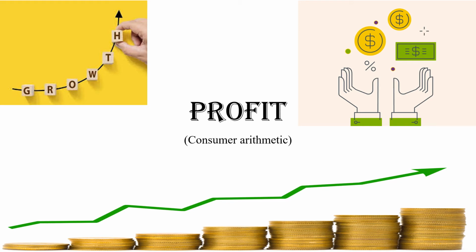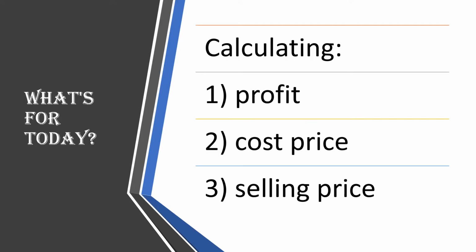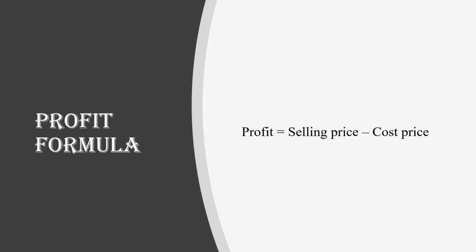Alrighty, so today we are continuing our series on consumer arithmetic, and today we're going to look specifically at profit. In the last video, we identified and defined some of the key terms that we'll be looking at in this series. Please look at that video so that you'll be aware of the definitions of the various concepts. Today, what is it that we're going to do? Today we are going to look at how to calculate the profit, the cost price, and the selling price.